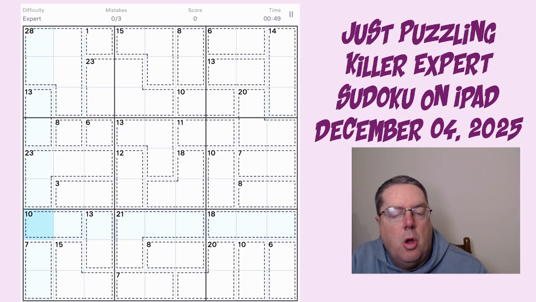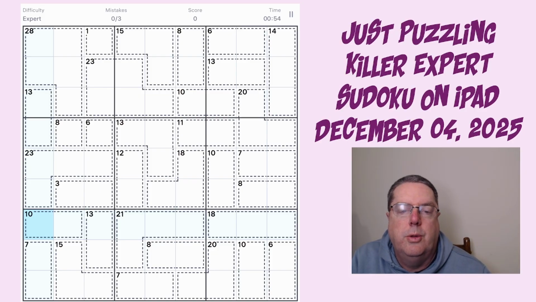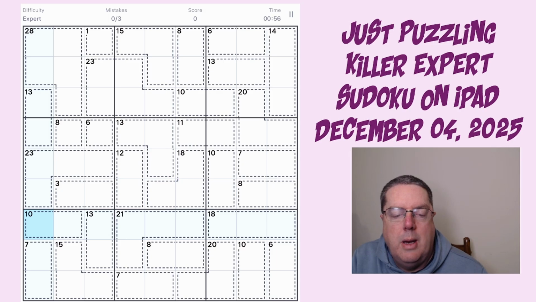This last comment that I'll make is not necessarily a rule, but it's super helpful with Killer Sudokus, and that is 1 through 9 added together is 45, and I can see that where this is going to be helpful in this box here. So let's make a start.